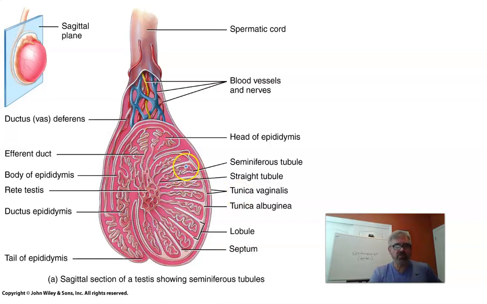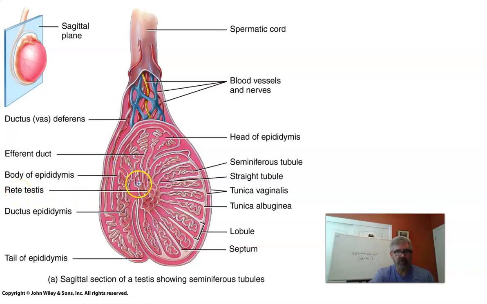Okay, so all this we just looked at took place in here, remember, in the seminiferous tubules, which are in these lobules between the septa of the tunica albuginea. So now, from the seminiferous tubules in here, the sperm is essentially going to move through the following sequence, okay? You're going to go from the seminiferous tubules to these structures here, which are called the straight tubules. From the straight tubules, they'll go right into the center here to the rete testis.